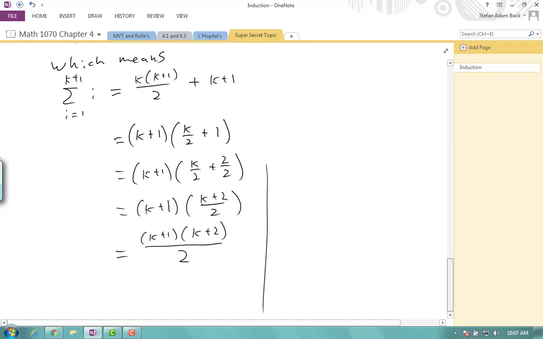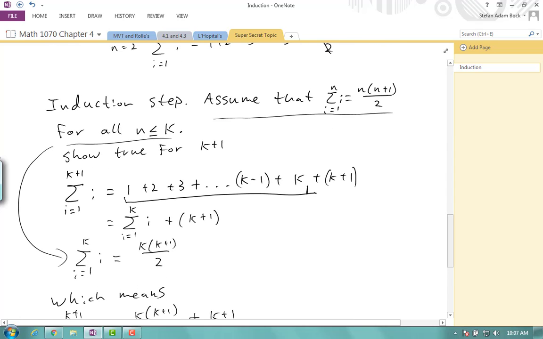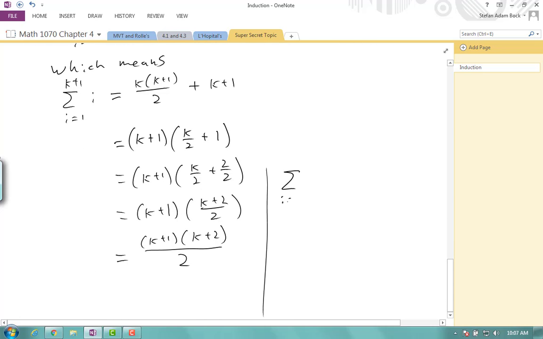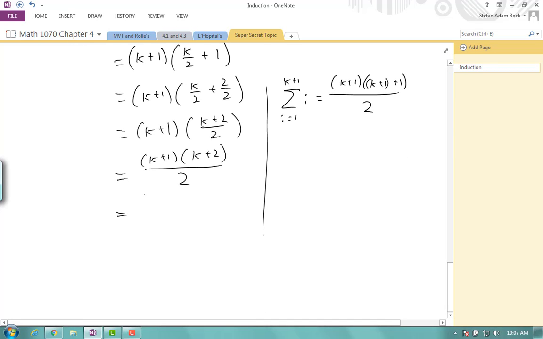Now what was I supposed to get? I'm supposed to get whatever n is. I'm supposed to get n times n plus 1 over 2. So the sum from i equals 1 up to k plus 1 of i was supposed to be equal to k plus 1 times k plus 1 plus 1 all over 2. But that's exactly what I have here. This is k plus 1 times k plus 1 plus 1, because 1 plus 1 is 2, all over 2. And that proves what I wanted.